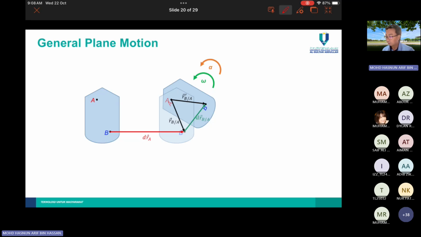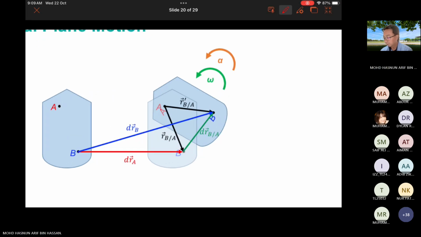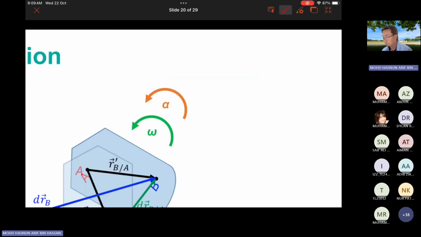So here it will be the change of RB/A, because initially we have RB/A. When it has rotated, it becomes RB/A prime. So the bottom part will be the change of RB/A. So DRB/A, D represents the change. Okay, and then we have this component. Let's zoom in.